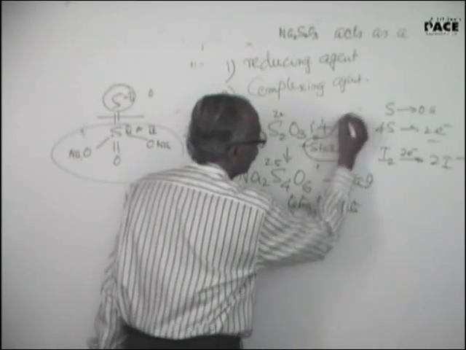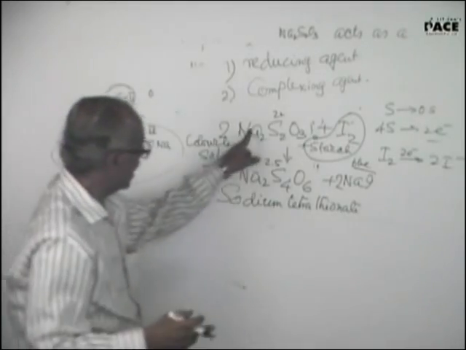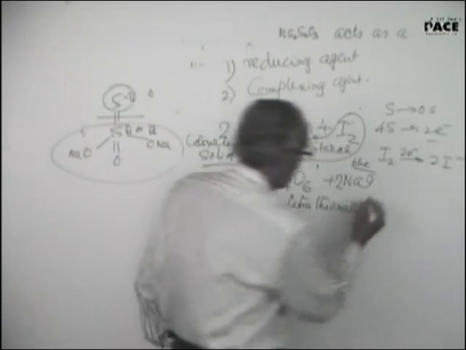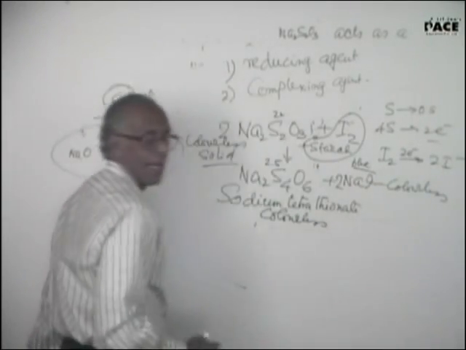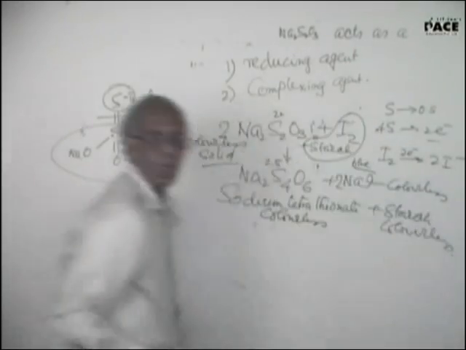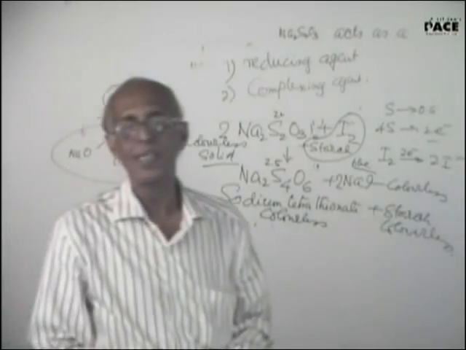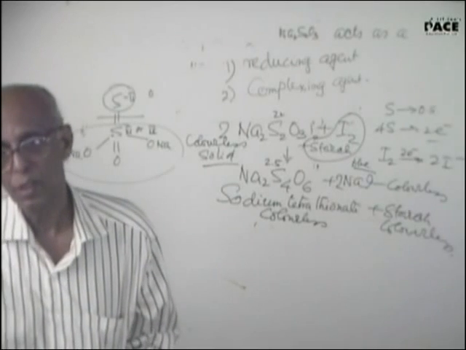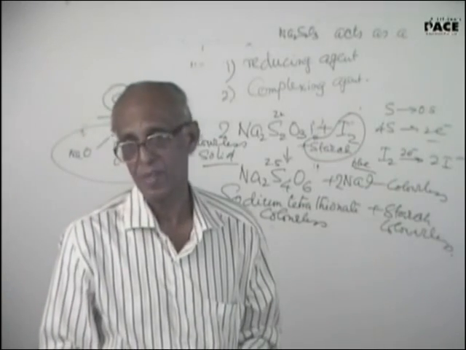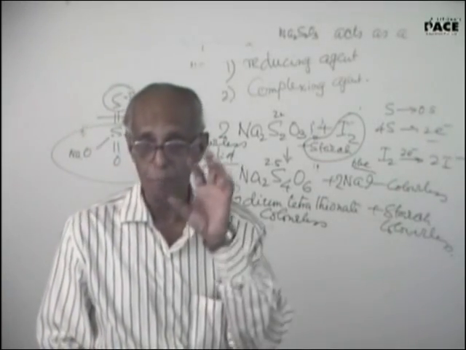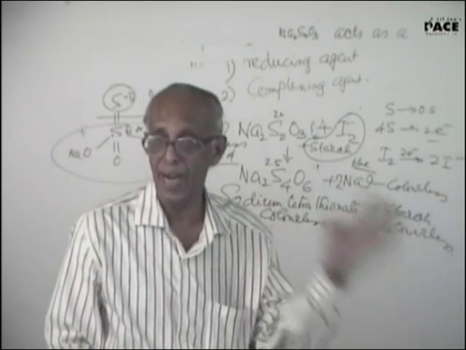Iodine plus starch gives blue color. When I titrate with sodium thiosulfate, the iodine gets converted to iodide, which is colorless. Sodium tetrathionate is colorless. And starch is also colorless. So your end point will be colorless. So the blue solution will change into a colorless end point. So sodium thiosulfate is used for estimation of iodine. In presence of starch, it will give blue color, and when sodium thiosulfate reduces iodine to iodide, the color disappears.